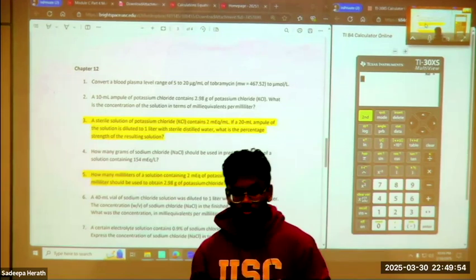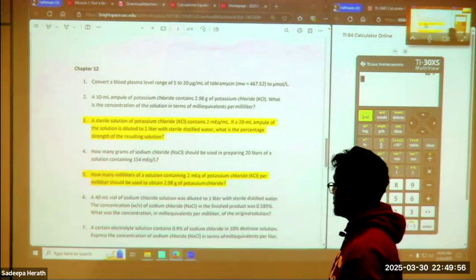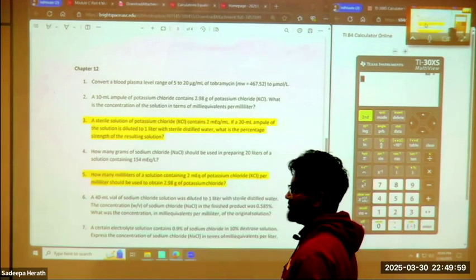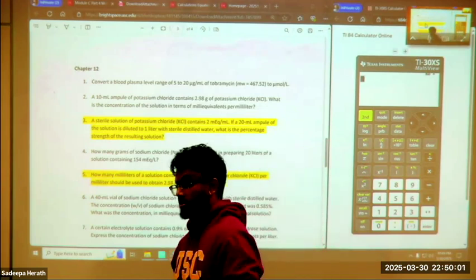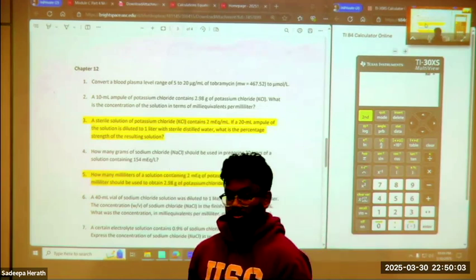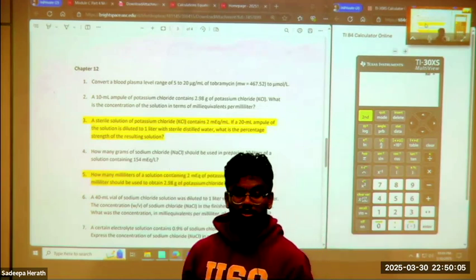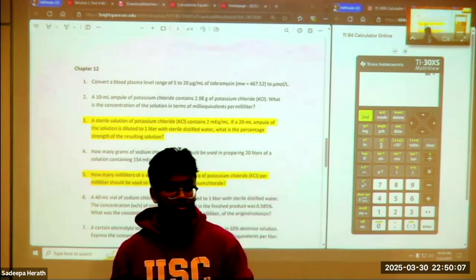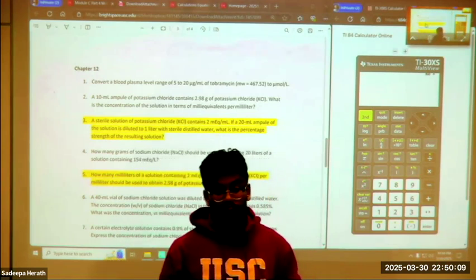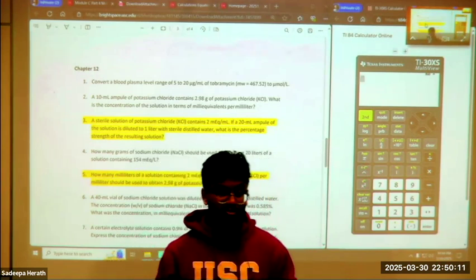Okay, welcome back. We're moving on to chapter 12 of module C. This chapter focuses on electrolytes and different ways they can be defined, different factors that we can look for. This is all for pharmacy, by the way.